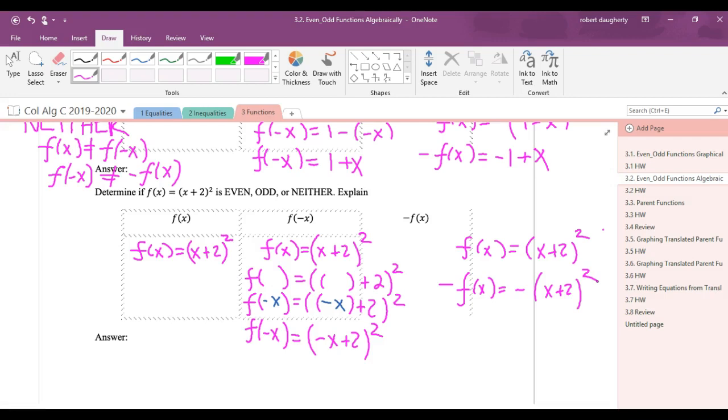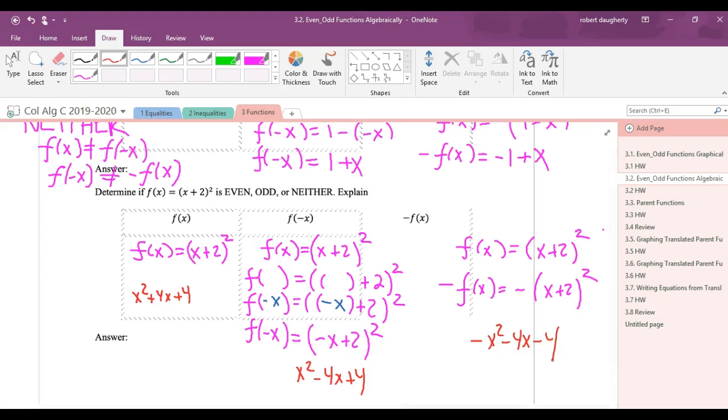Are these two things identical? No. So this function is not odd. You know, if you had trouble seeing it, you could FOIL this. This is x squared plus 4x plus 4. This is x squared minus 4x plus 4. Those are not equal, okay? And this is minus x squared minus 4x minus 4. So you could do that if you want to convince yourself, but you should be able to see that these things are not identical.